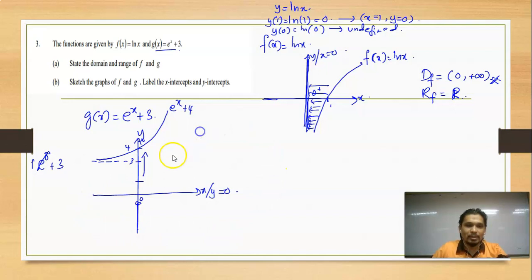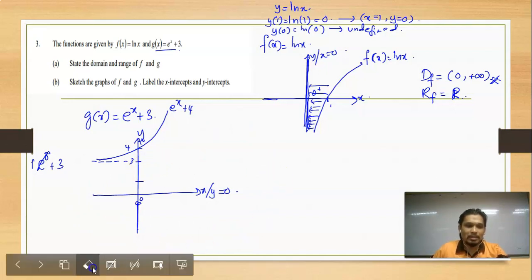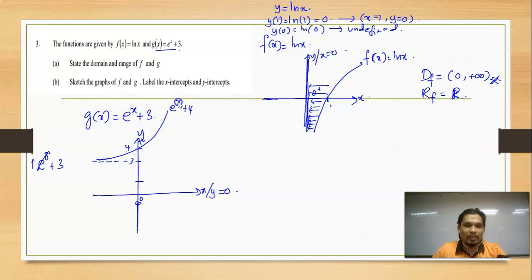Okay, this one and here. Now class, this is the graph of g(x) equal to e to the power of x plus 4. Now the domain of this function g and the range of g. So what is the domain of this g? The domain is all values of x.